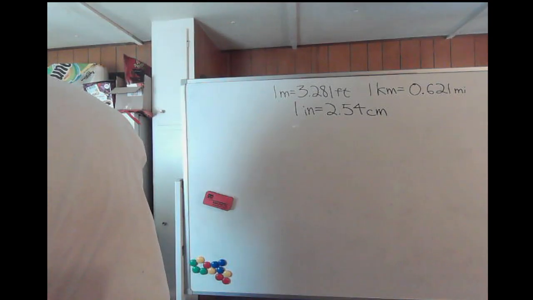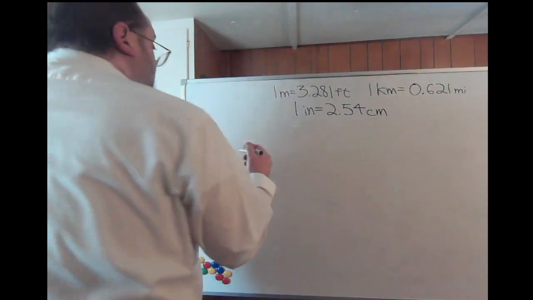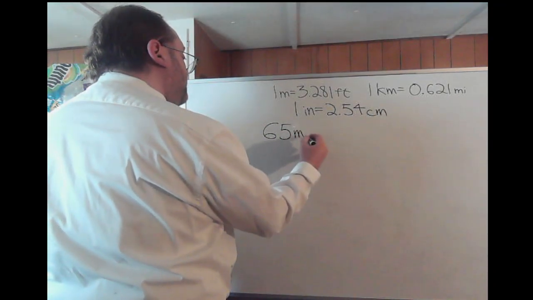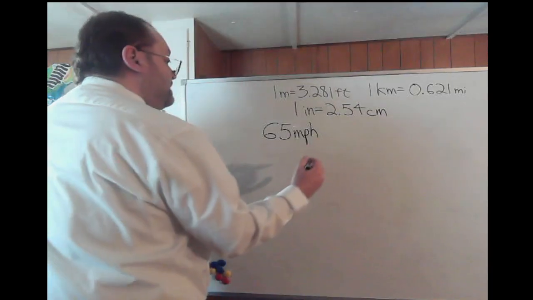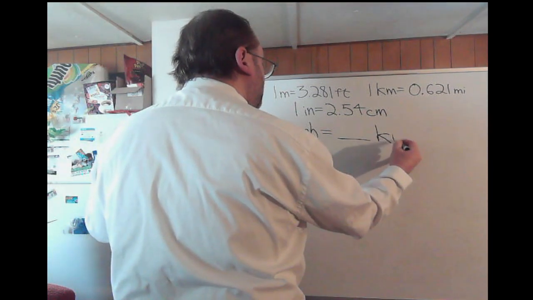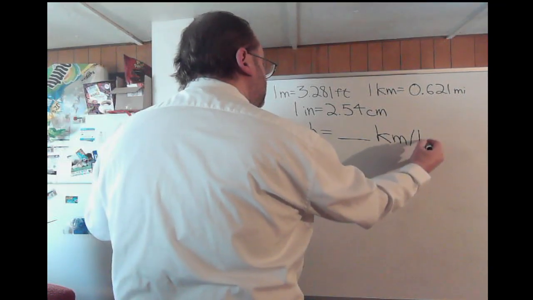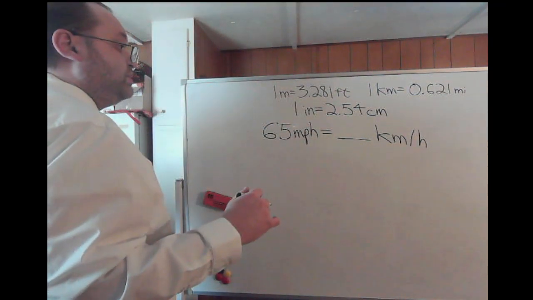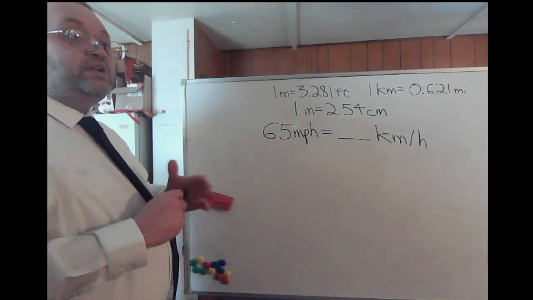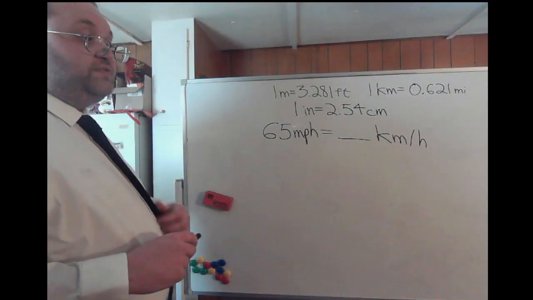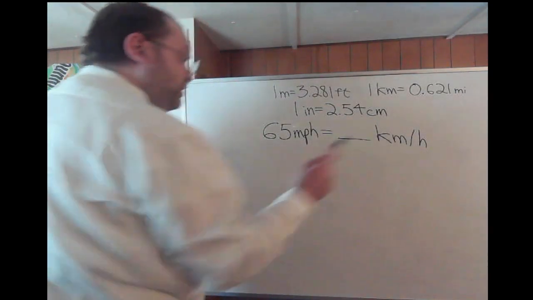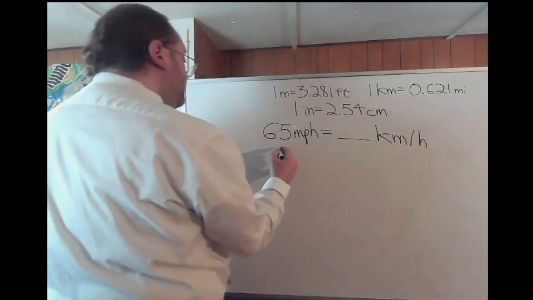Alright, let's see. How about 65 miles per hour is equal to how many kilometers per hour? So 65 miles per hour is a very common speed limit in the United States. Of course, if you go to Canada or most countries in the world, it's going to be measured in kilometers per hour. So we need to go ahead and convert this.